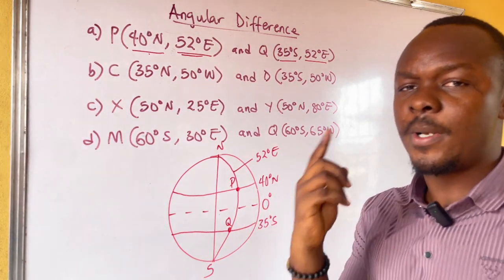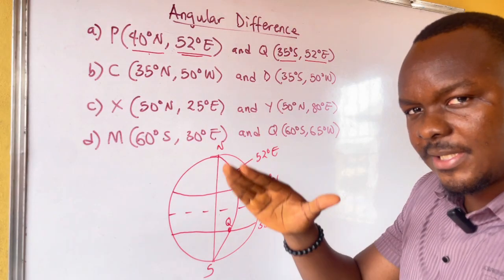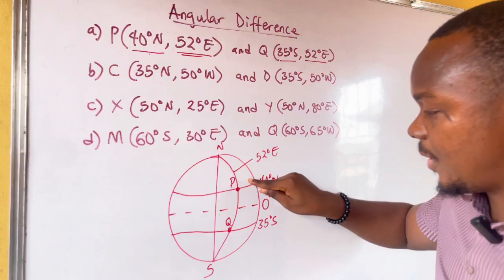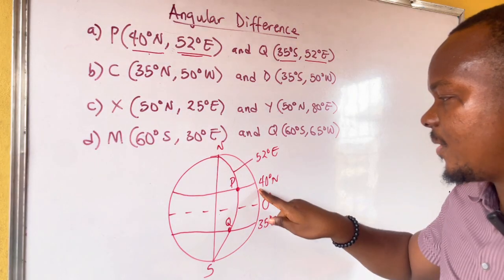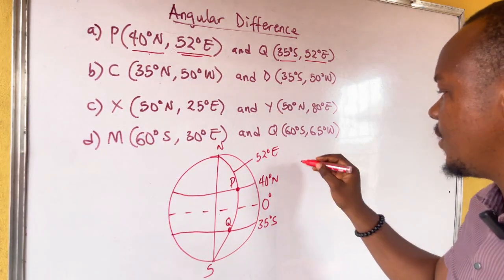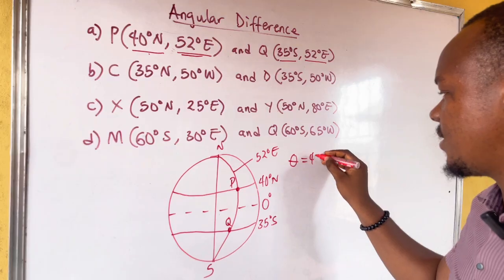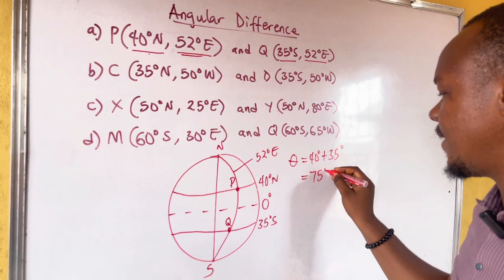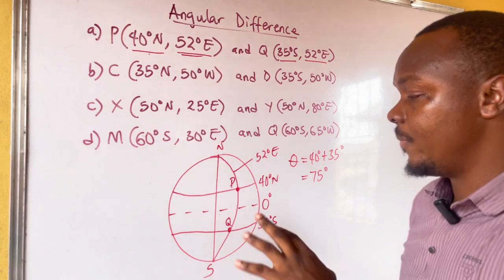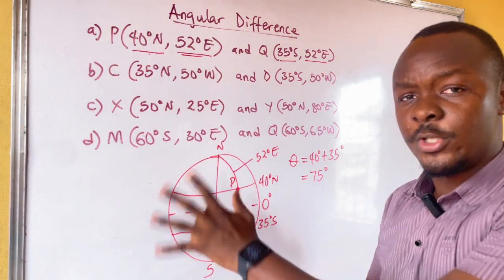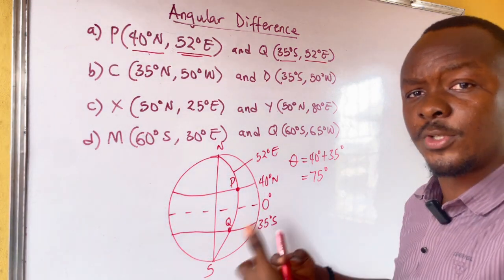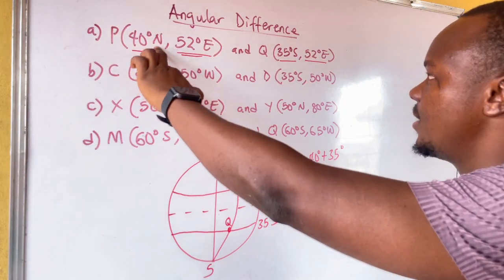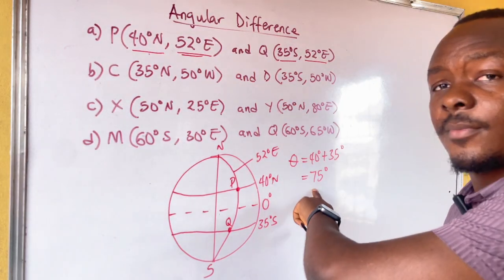What does that tell you? From our rule, if they're on different sides, do you add or subtract? You add. So they're on different sides, you add. What does that mean? I'm going to simply add 40 and 35. So my angular difference is 40 degrees plus 35 degrees, which is 75 degrees. So you might not need to draw the globe, but I just wanted to visualize it for you so that you see it. Once you know that on different sides, this is north, this is south, just add.